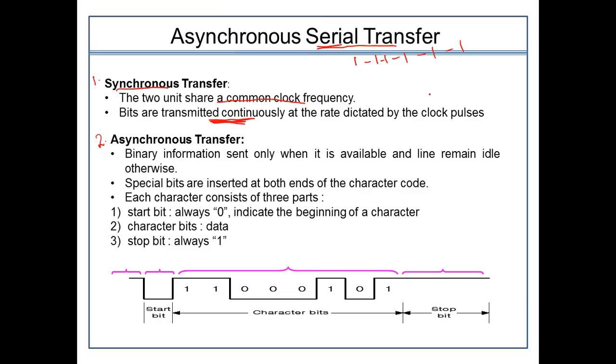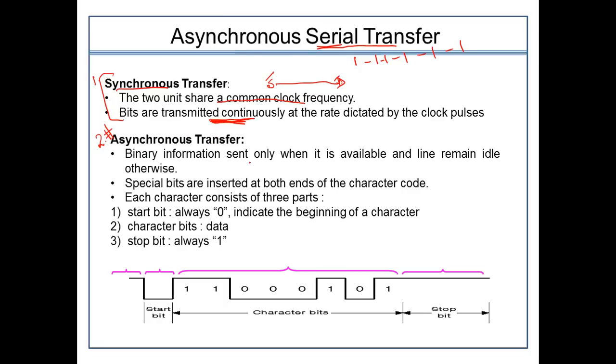We need to continuously transfer the bits, because both the source as well as the destination should remain available and should have a common clock pulse. But this is not an ideal case for input output devices. That is why we concentrated more on asynchronous data transfer. So let's understand what happens in asynchronous transfer.